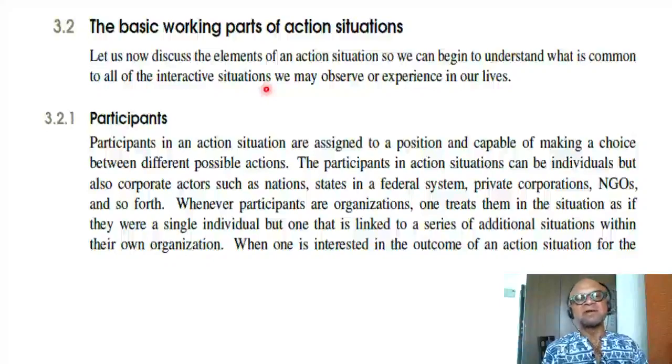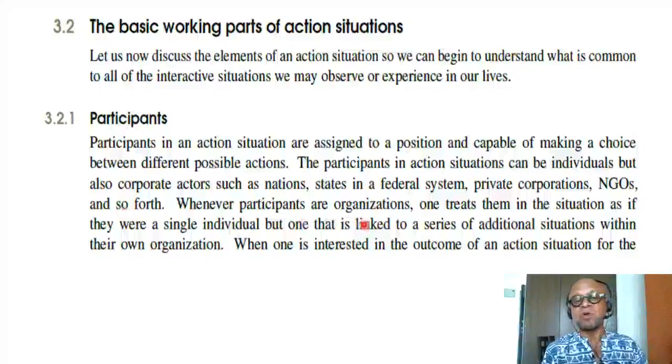Let's now discuss the elements of an action situation so we can begin to understand what is common to all of the interactive situations we may observe or experience in our lives. Participants, for example, in an action situation are assigned to a position and capable of making a choice between different possible actions. The participants in action situations can be individuals, but also corporate actors such as nations, states in a federal system, private corporations, non-governmental organizations, and so forth.